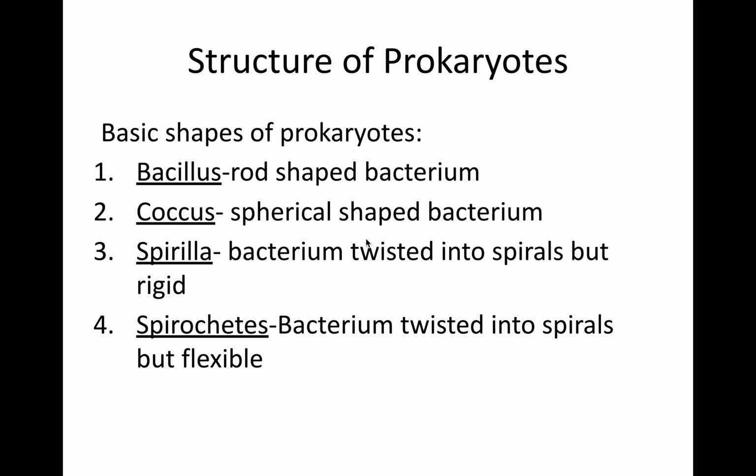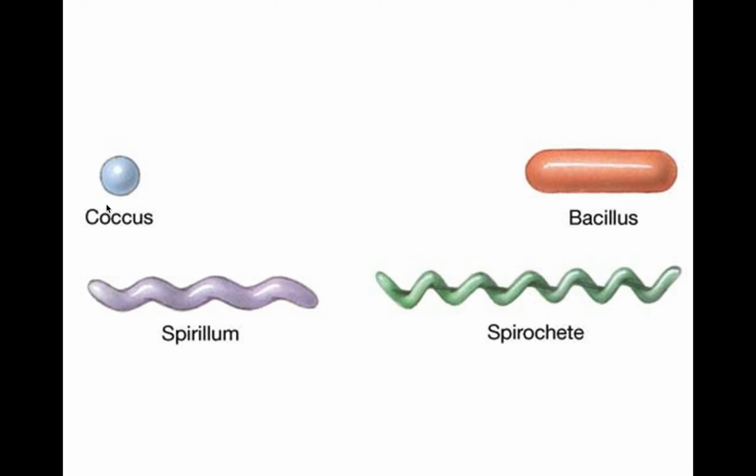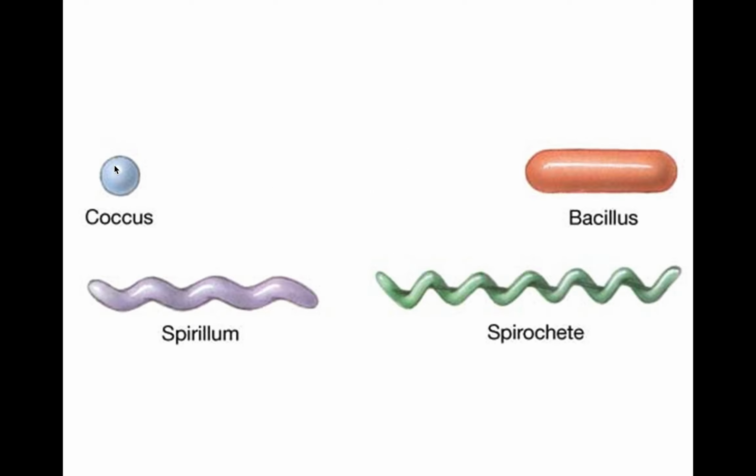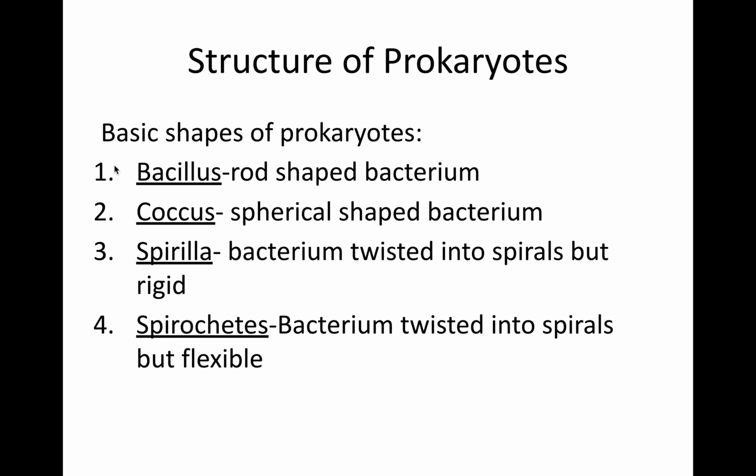The second one is Coccus. It's a spherical shaped bacterium. So these are the ones that look like circles or spheres. It's over here in blue. A common bacteria that we hear of all the time is Staphylococcus aureus, right? That tells me that those are circular shaped bacteria cells.